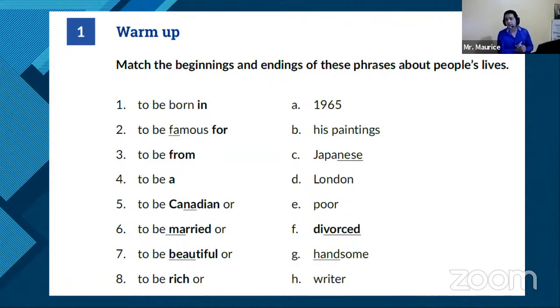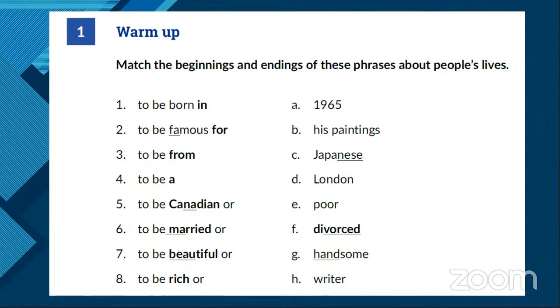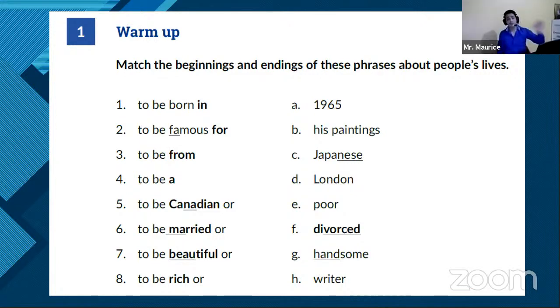Okay, Miss Arevalo, Thais, please, number 5 or 6. To be Canadian or Japanese and to be married or divorced. Okay, be careful with the pronunciation, right? Married and divorced. Remember the sounds? Divorced. Okay, let me see another students.